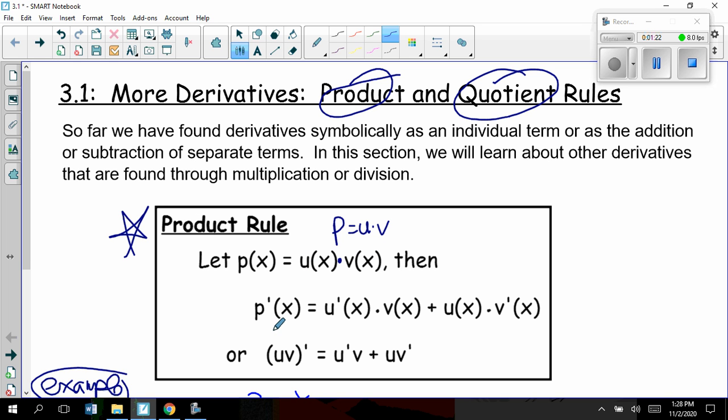Okay, and so here we break it down. The way it's going to go is it's the derivative of the first times the second, and then plus the first times the derivative of the second.